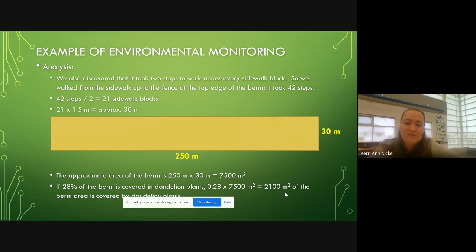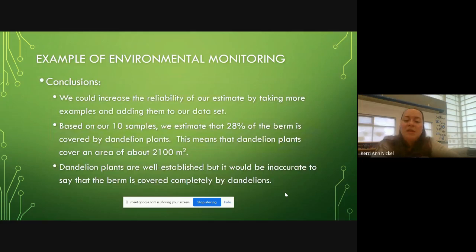So I hope you can see the usefulness of being able to do this environmental monitoring. We can get some really interesting numbers that we can use as reasonable estimates. So the last part of an environmental study is coming up with some conclusions. So first of all, it's always important to mention that we could increase the reliability of our estimate if we took more samples and added them to our data set.